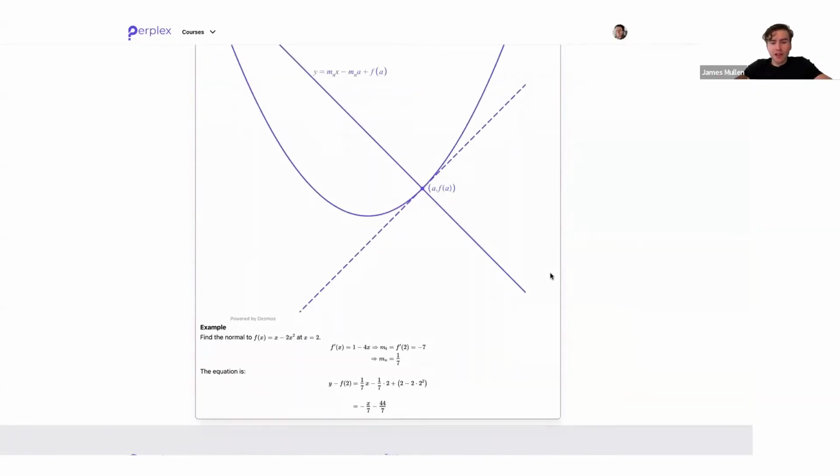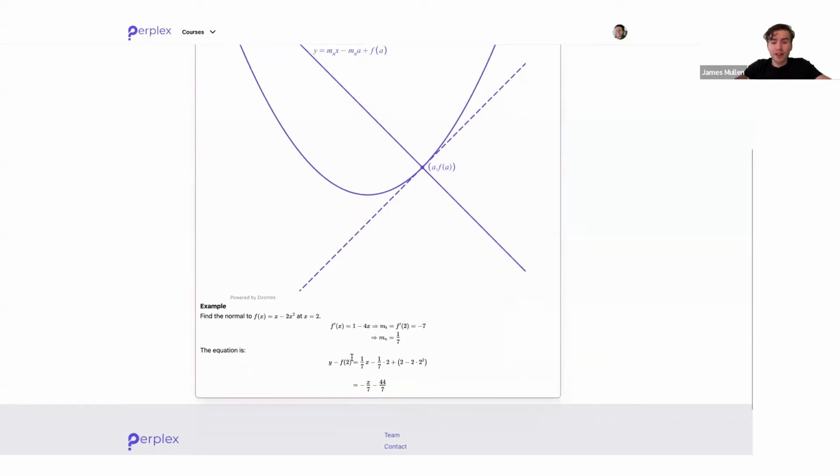If I have f of x is equal to x minus 2x squared, and I'm looking for the normal at x is equal to 2, f prime of x is equal to 1 minus 4x. So f prime of 2 is equal to negative 7. That's the slope of the tangent. The slope of the normal is negative 1 divided by that. So negative 1 divided by negative 7 is 1 over 7. And then I plug it into my point slope form. I do y minus f of 2 is equal to 1 over 7 times x minus 2.